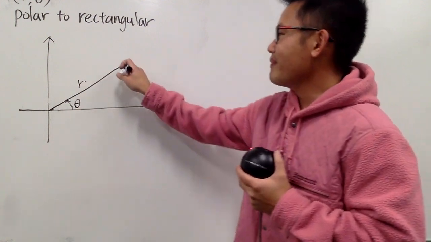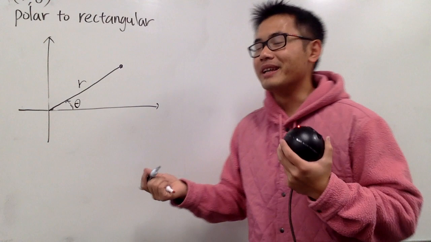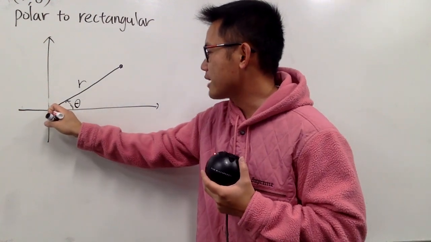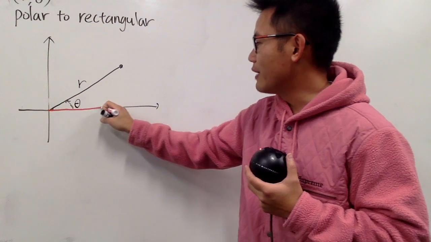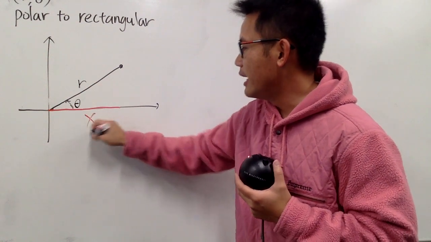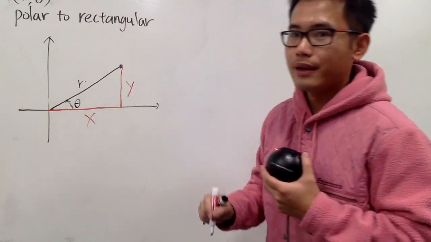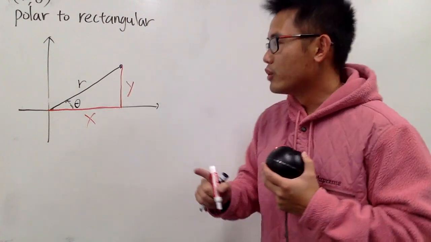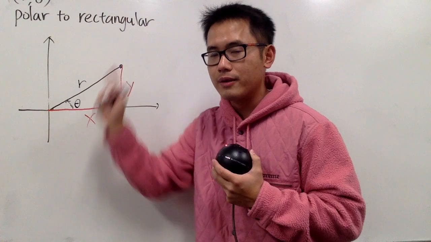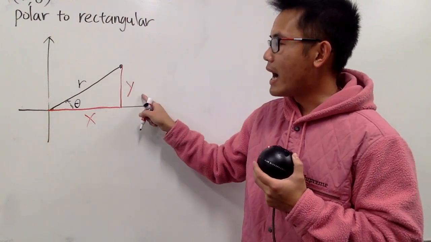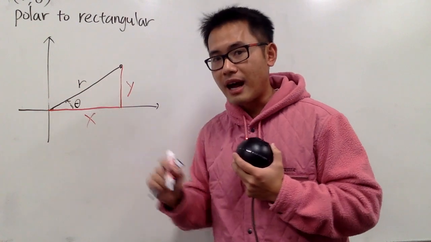Now, here is another way that we can describe where this point is, right? Of course, the traditional x, y. So to get x, you have to know the horizontal distance, and to get y, you have to know the vertical distance. Here is the deal. To go from polar to rectangular, we are going to come up with a formula for x and y based on r and theta.